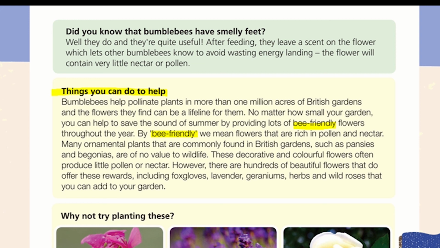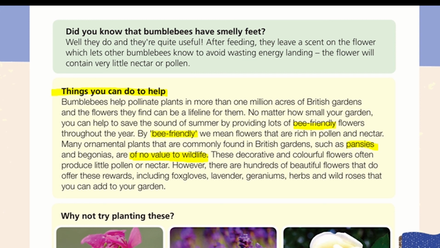No matter how small your garden, you can help to save the sound of summer by providing lots of bee-friendly flowers throughout the year. By bee-friendly, we mean flowers that are rich in pollen and nectar. Many ornamental plants that are commonly found in British gardens, such as pansies, that was one of ours, and begonias, are of no value to wildlife. That's interesting, and that's important, because pansies are one of our flowers.